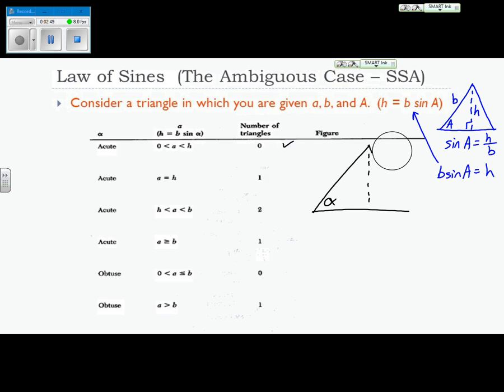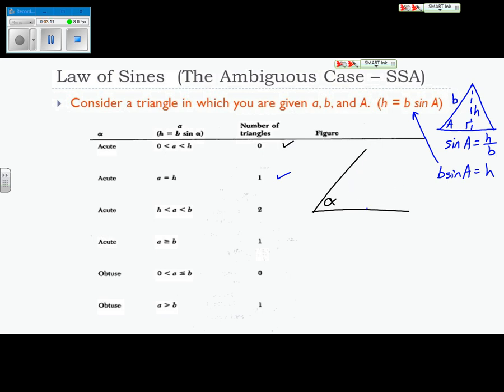Now, in the rare occurrence, on the second part right here, if you have a equal to h, then I'm going to be able to form one triangle. I'm going to be able to bring a straight down. It's going to be the same distance as h, and it'll form a right triangle. That won't happen very much because we already solved a lot that looked like that.